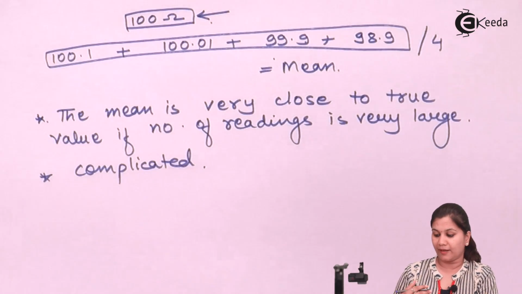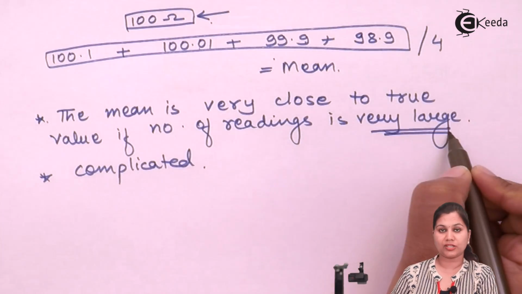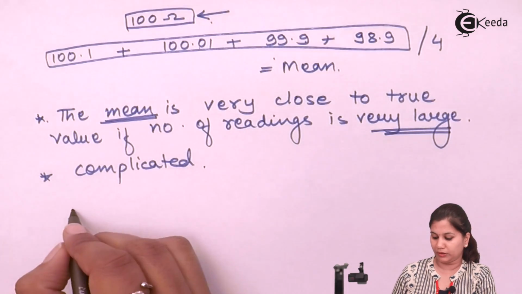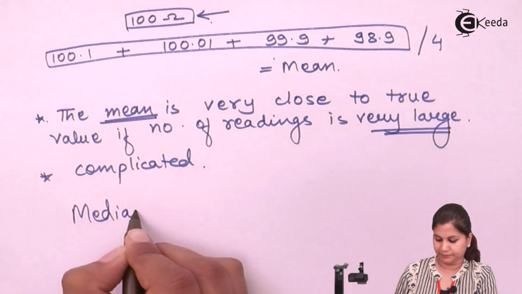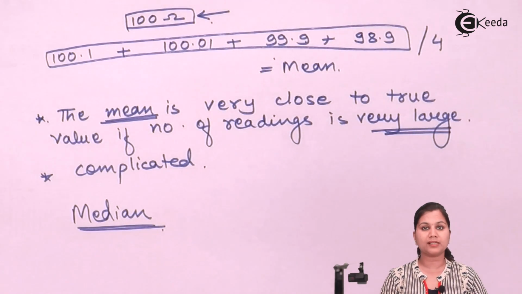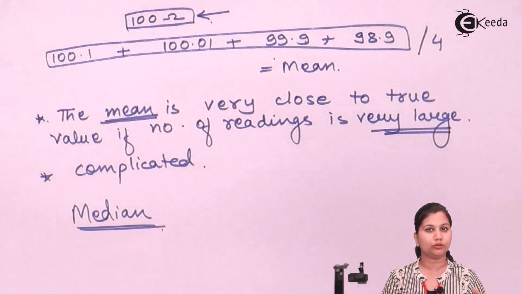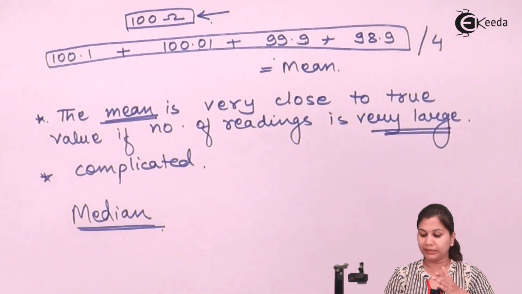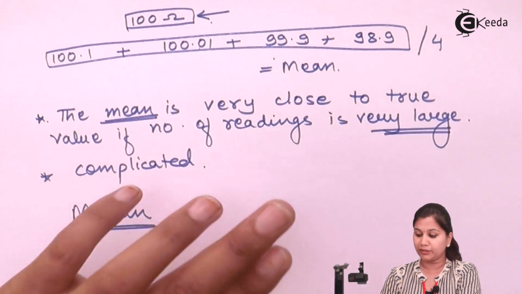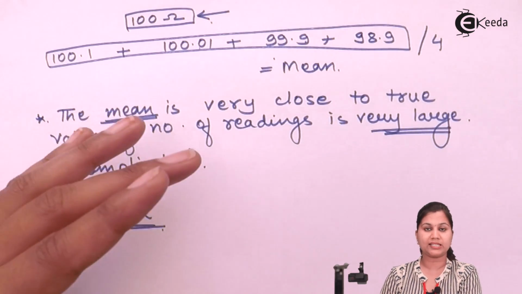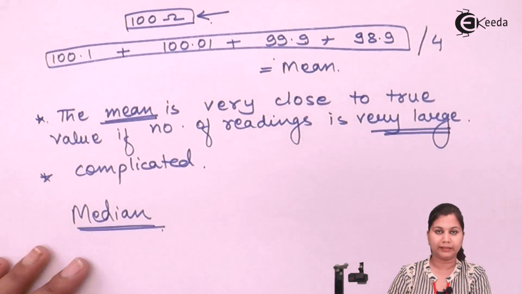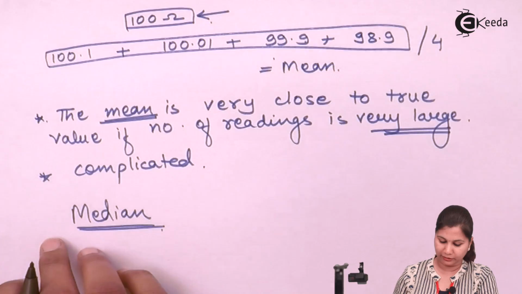So in that case, when the number of readings is very large, instead of calculating the arithmetic mean, we calculate another term which is called the median. Arithmetic mean was the sum of all the readings divided by the total number of readings. The mean is very close to the true value if the number of readings is very large, but calculating with so many readings is very complicated. So instead of measuring the mean, we measure the median. Let us see how we define the median.